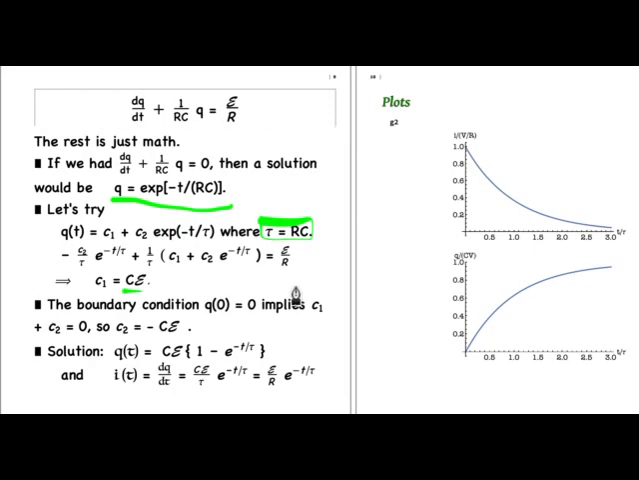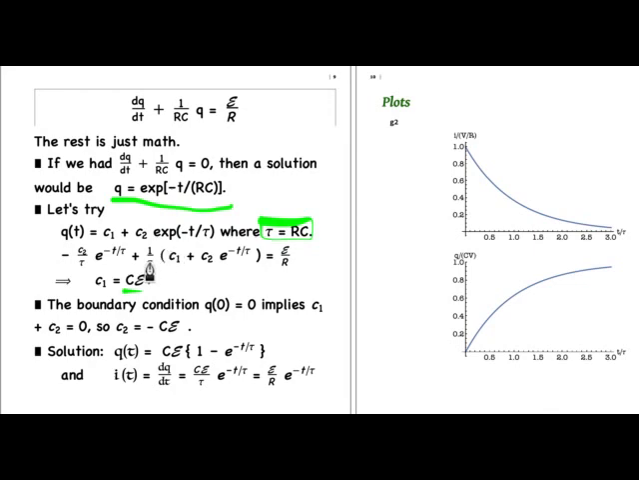So if I look here, these two terms cancel. The terms proportional to C2 cancel. And that's just a statement that if E were equal to 0, the exponential solves the equation. So those two terms cancel. No matter what C2 is, those two terms will cancel. Now, the other term is this one. C1 over tau has to be E over R. So in other words, C1 has to be CE.